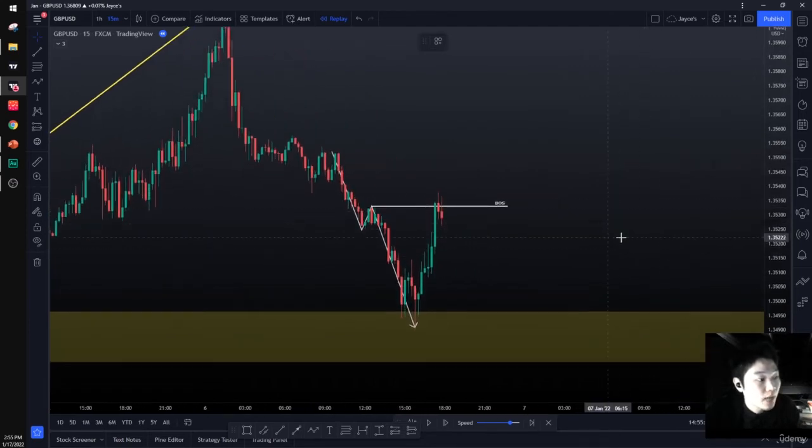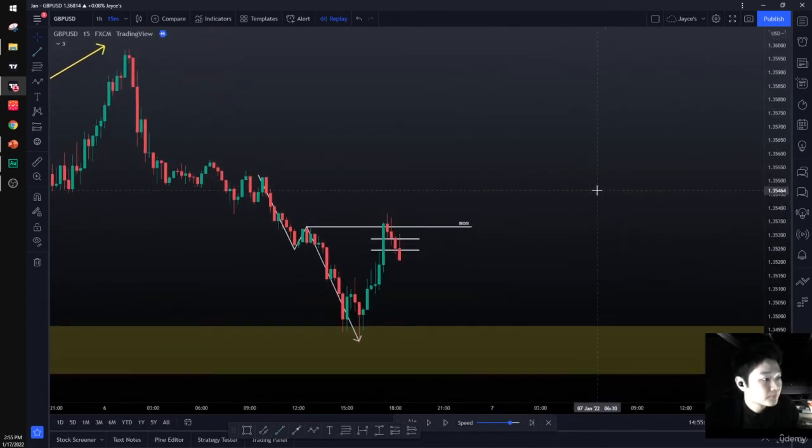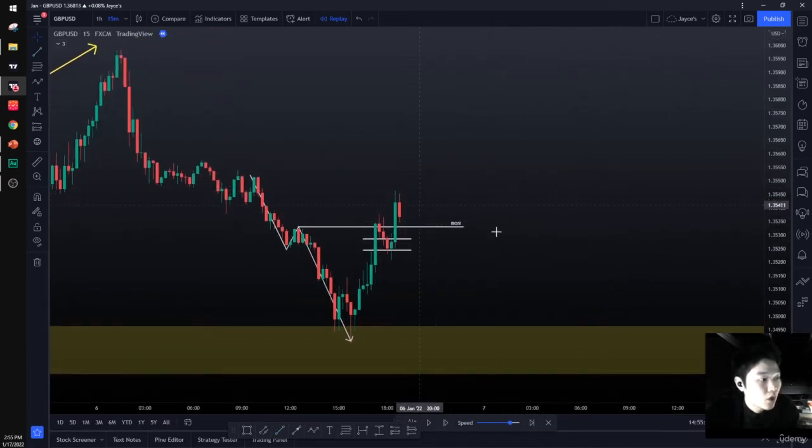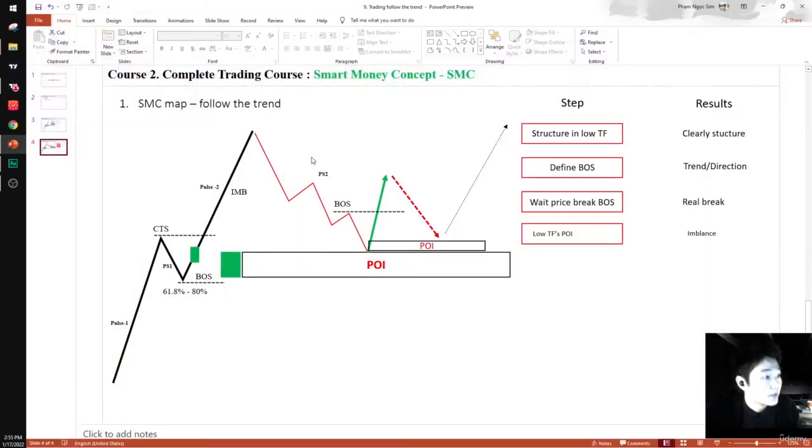And you can see that at this time, we also have the imbalance zone over here, created by the gap between this candle and this candle. Small imbalance. And price strongly breaks out of the BOS. And at this time, the next step you should take is to define the POI in the lower time frame.